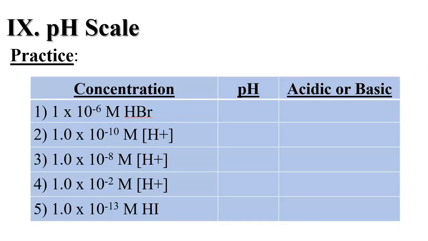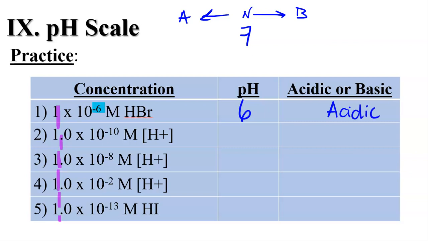All right, so let's look at our last example. We have 10 to the 1 all the way down, so we're good. We don't have to do anything in our calculator. We have negative 6 here, so that's going to be a pH of 6. At 7 we're neutral, above 7 is going to be basic, below 7 is going to be acidic. Okay, so this is 6, it's below 7, so this is going to be acidic. Next one, we've got negative 10, change it into a positive, so it's going to be 10, and that's above 7, so it's going to be basic.